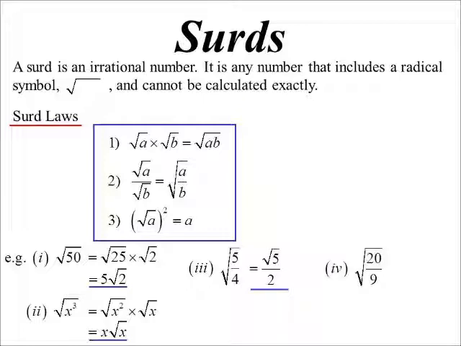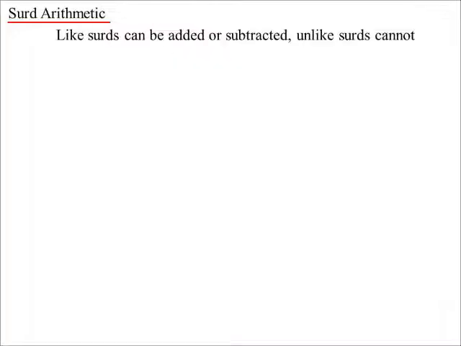Root 20 on 9, I can work out root 9. Root 20 I can simplify, so we get 2 root 5 on 3. So all those sorts of ideas, I guess we're talking about. So surd arithmetic, and you'll notice it's exactly the same wording as the very first words that I wrote down way back day one. Difference is, instead of using the word terms, I've used the word surds.